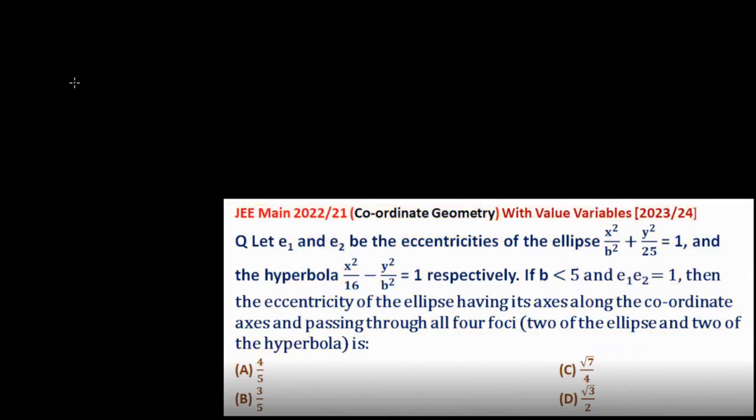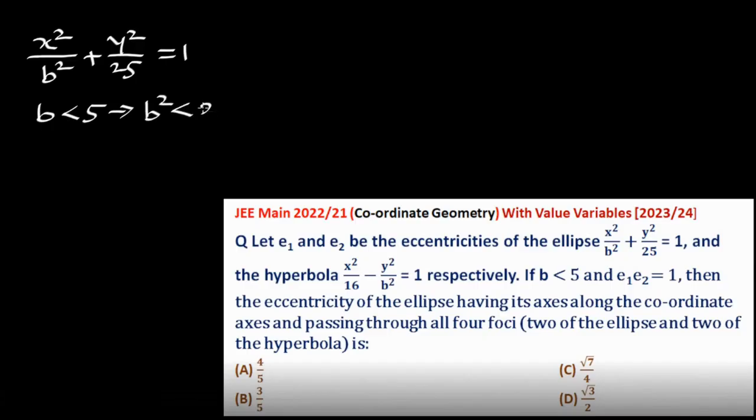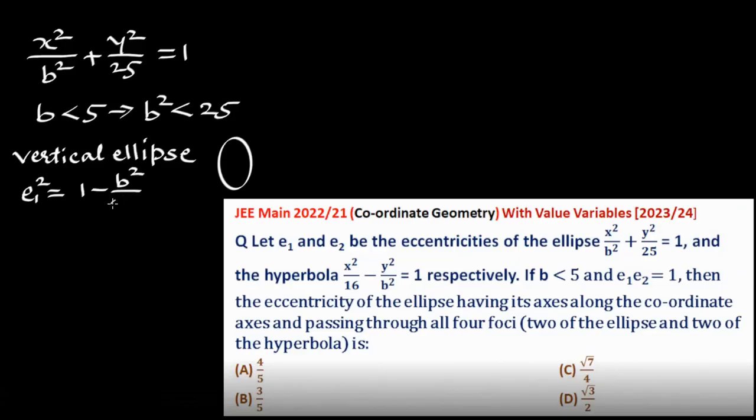We will start by formulating the eccentricities of the ellipse and hyperbola. For the ellipse, x square upon b square plus y square upon 25 equals 1. B is given to be less than 5, which means b square will be less than 25. So in the equation, since this b square, which is the denominator of x square, is less than the denominator of y square, 25, it is going to be a vertical ellipse like this, and hence square of its eccentricity e1 square will be 1 minus b square upon 25.